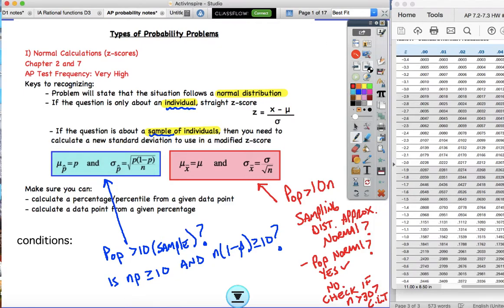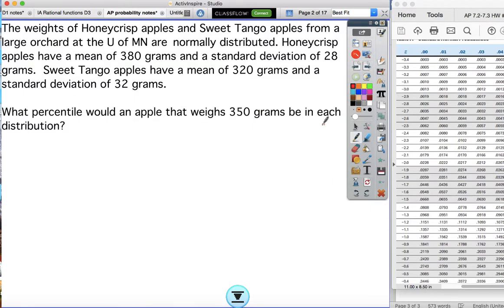All right, so we're going to go through a series of examples here. So here's the first one. We got Honeycrisp apples, we got Sweet Tango apples from an orchard at the U of M. The weights are normally distributed. Honeycrisp apples have a mean of 380 and a standard deviation of 28. Sweet Tango apples have a mean of 320 and a standard deviation of 32. And I want to know, what percentile would an apple that weighs 350 grams be in each distribution. So let's compare Honeycrisp versus Sweet Tango.